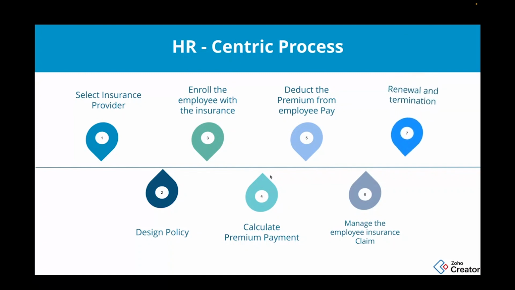And the next step is going to be the renewal and the termination. When we talk about renewal, if an employee signed up for a 1 year insurance benefit, after a year the HR has to send a reminder to that particular employee to renew his insurance policy. And if an employee wants to terminate the insurance policy, the HR will help him with that process as well. So this is how HR-centric insurance management usually works.